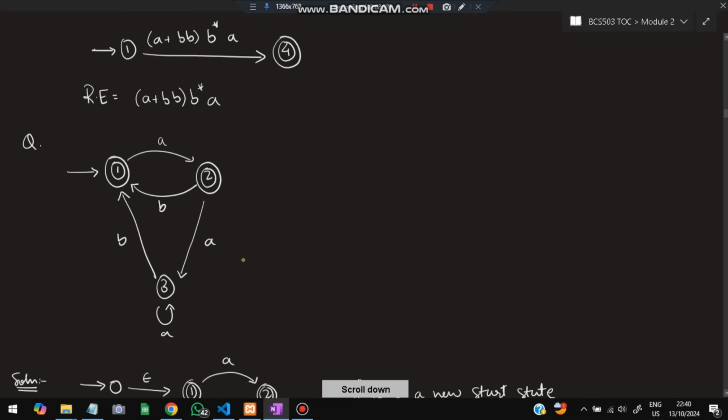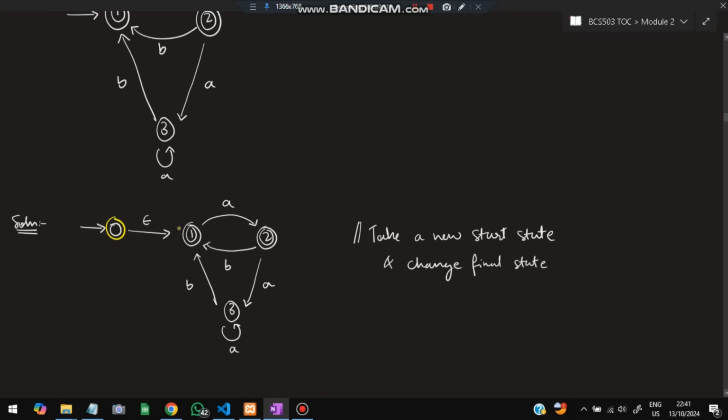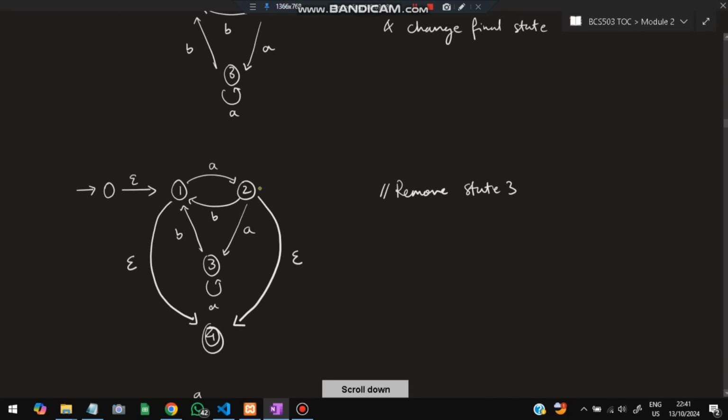Let's have a look at another question. Here, the first thing you need to check is the dead state. Is there any dead state? No, there is no dead state. Second thing, is the starting state the final state? Yes, then separate it. So I have separated the starting state here. Now, there cannot be two final states. There should be only one final state. Here, as you can see, this is also a final state, this is also a final state. To eliminate that, I'll take epsilon transitions from this and this and make a new final state here. Now this became a non-final state and this became the final state.